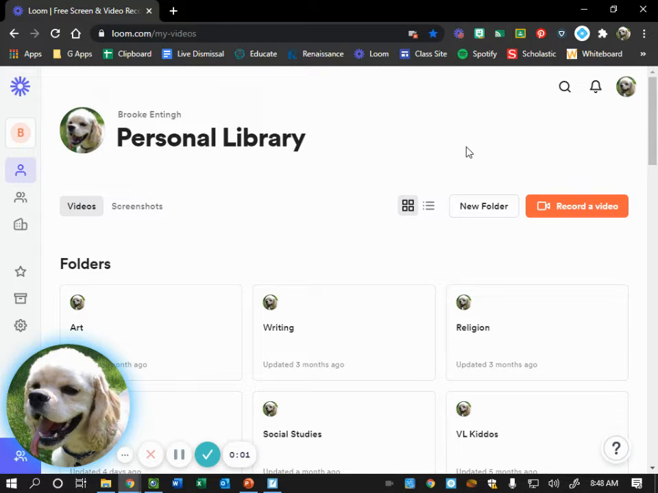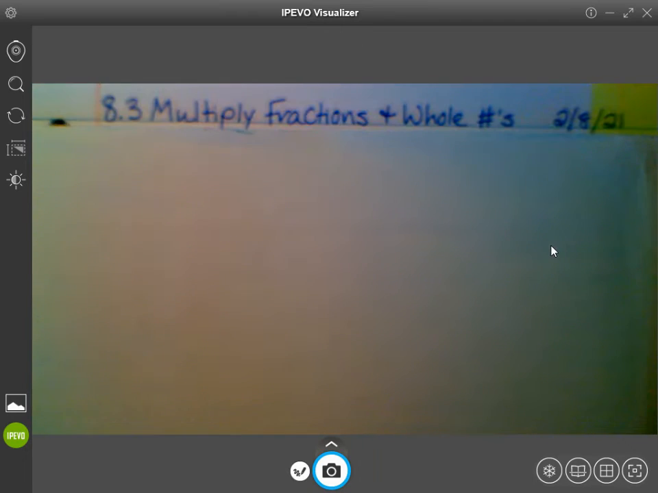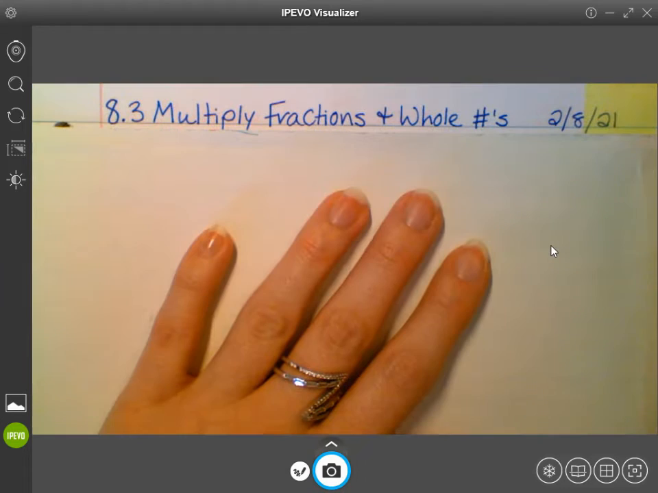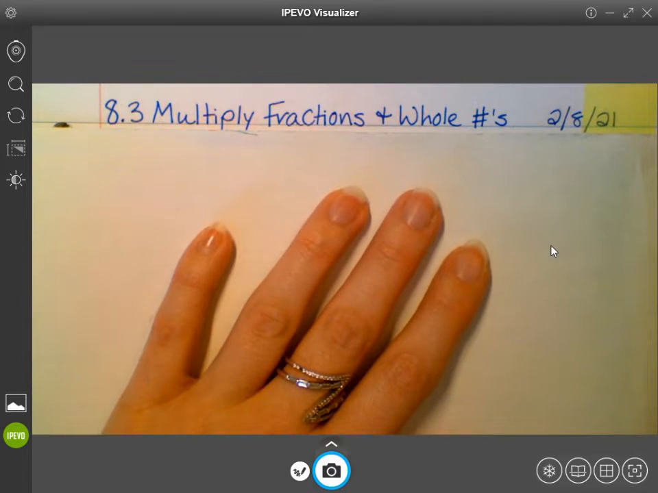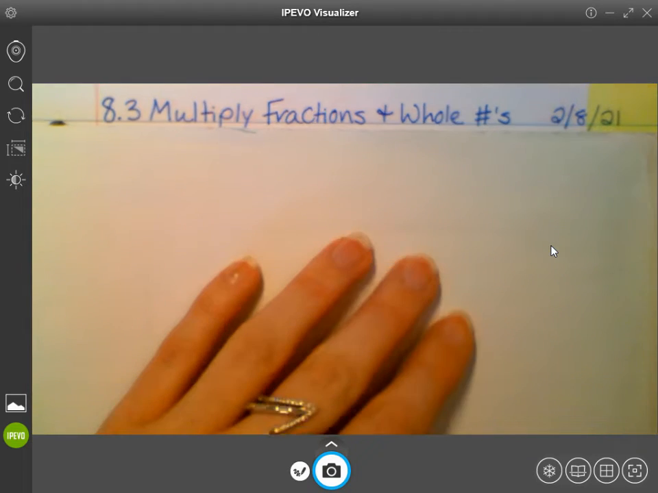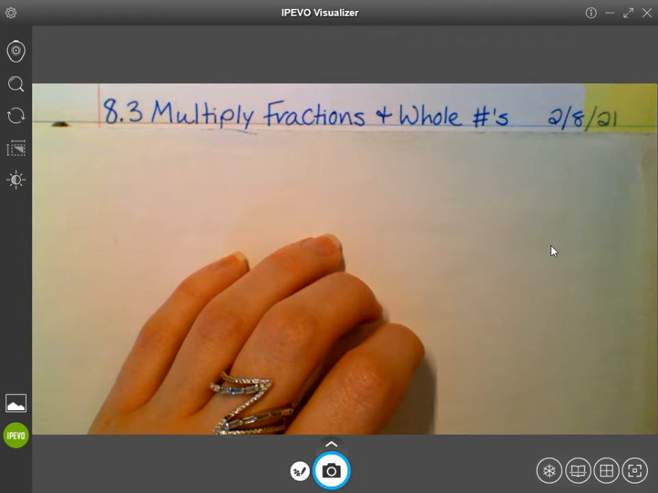All right, we are opened up to the next clean page in our math notebooks. Make sure you're going in order. That's the whole purpose of notes, so that you can find them easily. Okay, here is what we are labeling our page today. 8.3, multiply fractions and whole numbers. And today's date, 2/8/21.